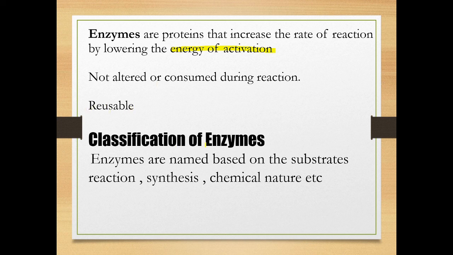Now the classification of enzymes. How are the enzymes classified? The enzymes are named based on the substrate, reactions, synthesis, and chemical nature. These four important things are the basis on which the enzymes are classified.